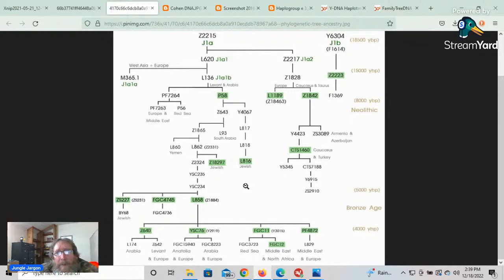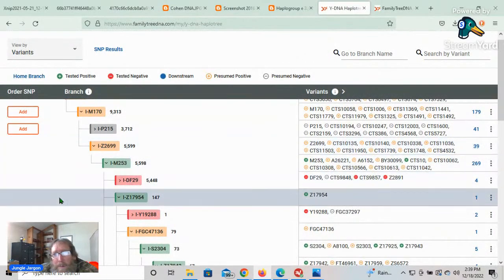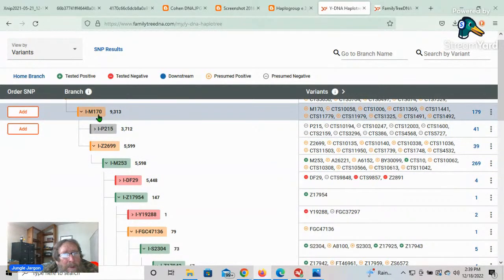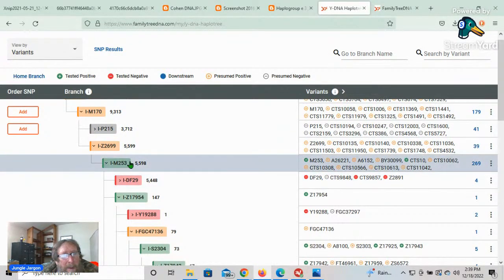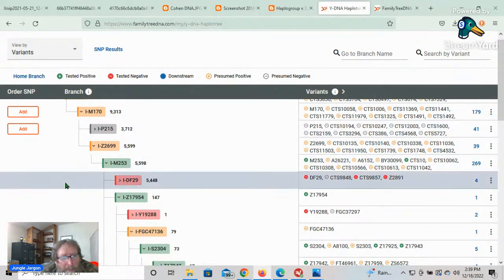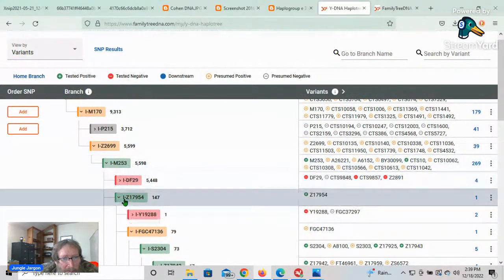Actually, before I go on to this, there's the Cohen modal haplotype. But let me see if I can go. Let's see what this is here. Okay, here's what I am. It's not exactly what I am. I'm not showing the whole tree here. But it's an I-M170, the I-M253. Of course, green is positive. This is negative because it's another stream. This one is the Z17954, which is the one.